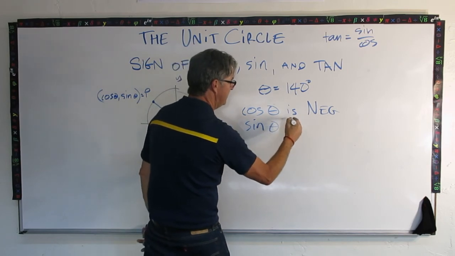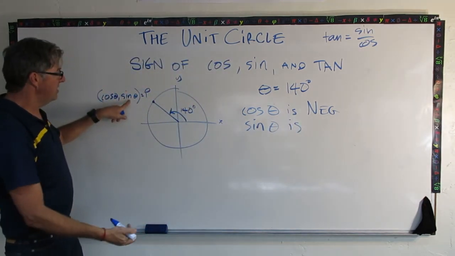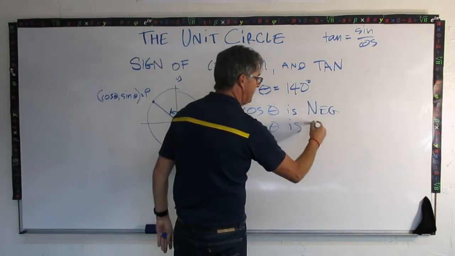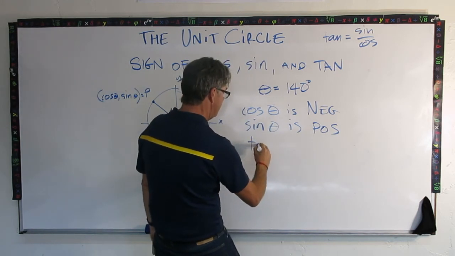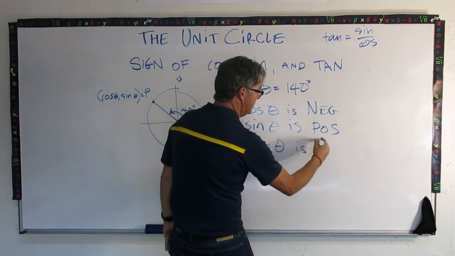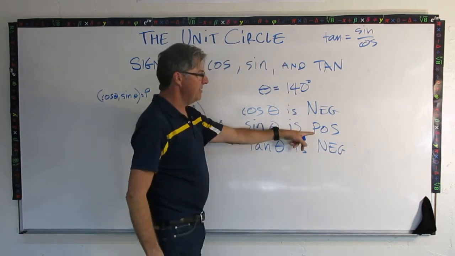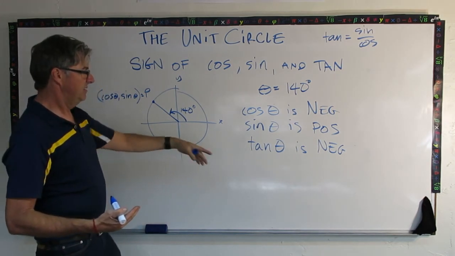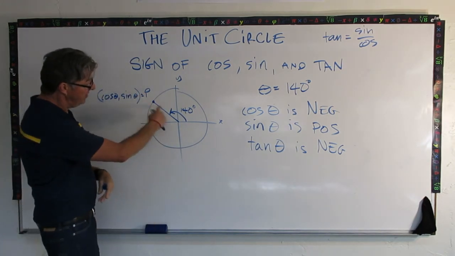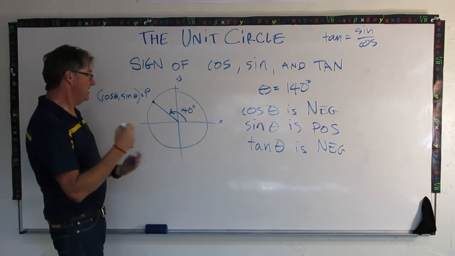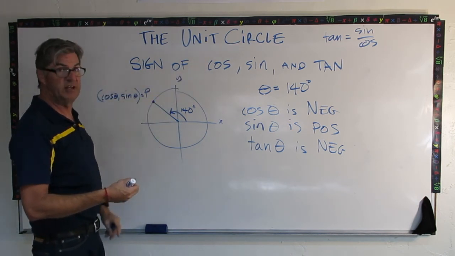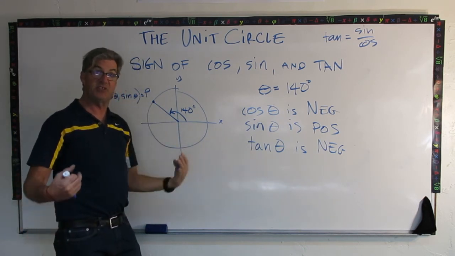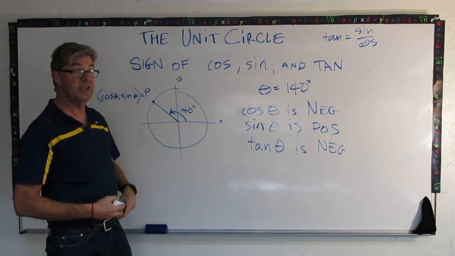Sine theta. Now sine theta is the y-coordinate, and you notice we're above the x-axis. In the second quadrant, y is positive. And now we know that tan theta is negative because we have a negative divided by a positive according to that trig identity. Now there's another way to do that. Tangent is the slope of this radius, because that's just rise over run, which is sine over cosine. So you can look at the slope here and you can see that's a negative slope, so tangent has to be negative. That's just another way in to figuring out whether tangent is positive or negative.